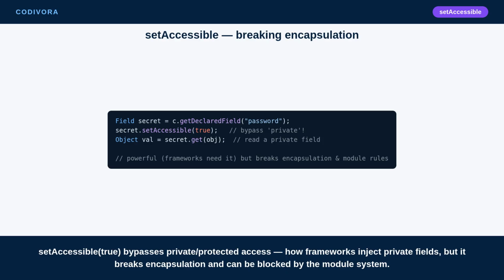Here's the controversial power. setAccessible(true). Call it on a private field or method and reflection will let you read, write, or invoke it, bypassing the private keyword entirely. This is exactly how Spring injects into your private fields and how test frameworks reach internals. But it's a serious tool. It breaks encapsulation, the very protection OOP gives you. And since the Java 9 module system, modules can forbid it, so deep reflection into the JDK's internals is now restricted for safety. Use it deliberately and know it can be locked down.